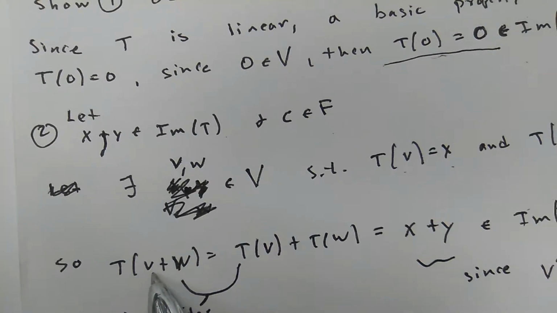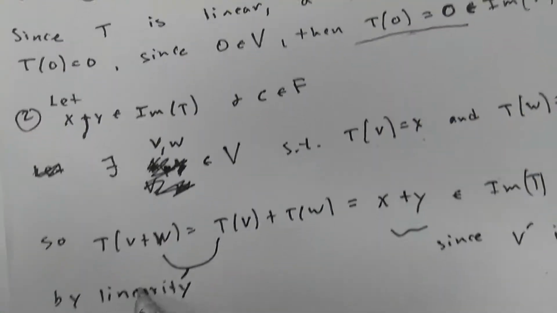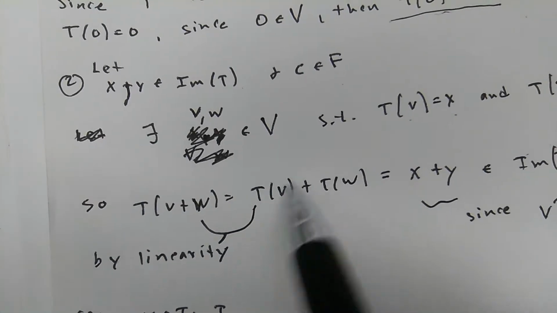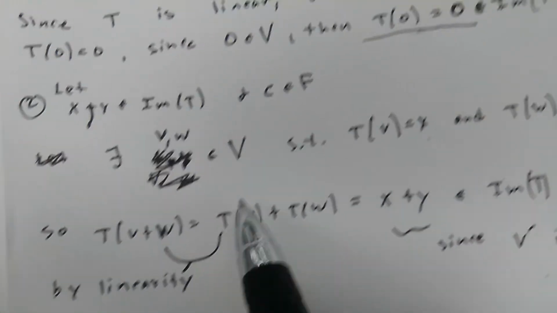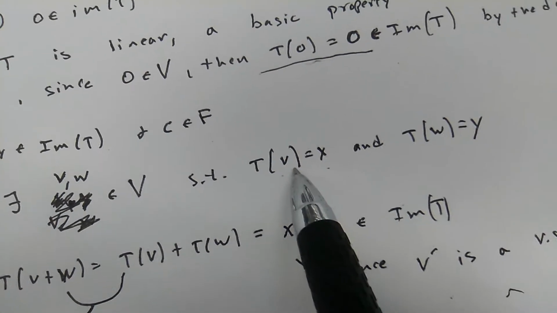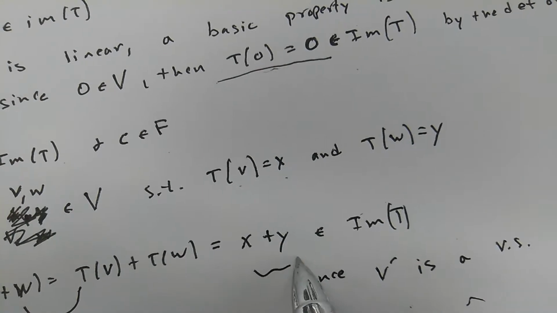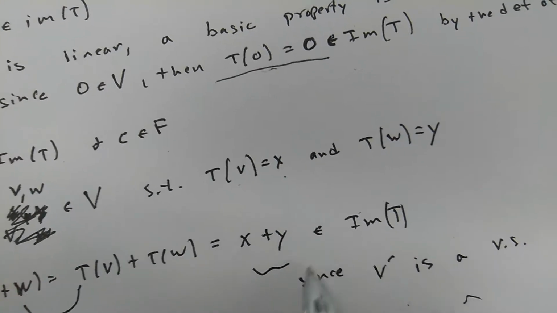So we have two vectors V and W, we add them, and apply the transformation. So this is equal to this by linearity, by definition of being linear. And since X is equal to T of V and Y is equal to T of W, we get X plus Y is an element of the image of T, since V prime is a subspace.